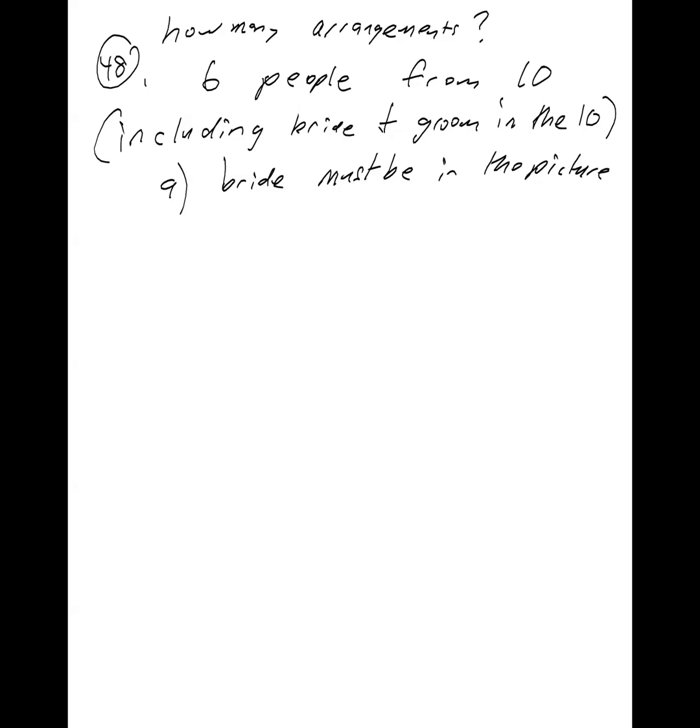It'd be like picking 5 people from 9, right? Basically, except although you'd still have 6 different spots you could put the bride in though.